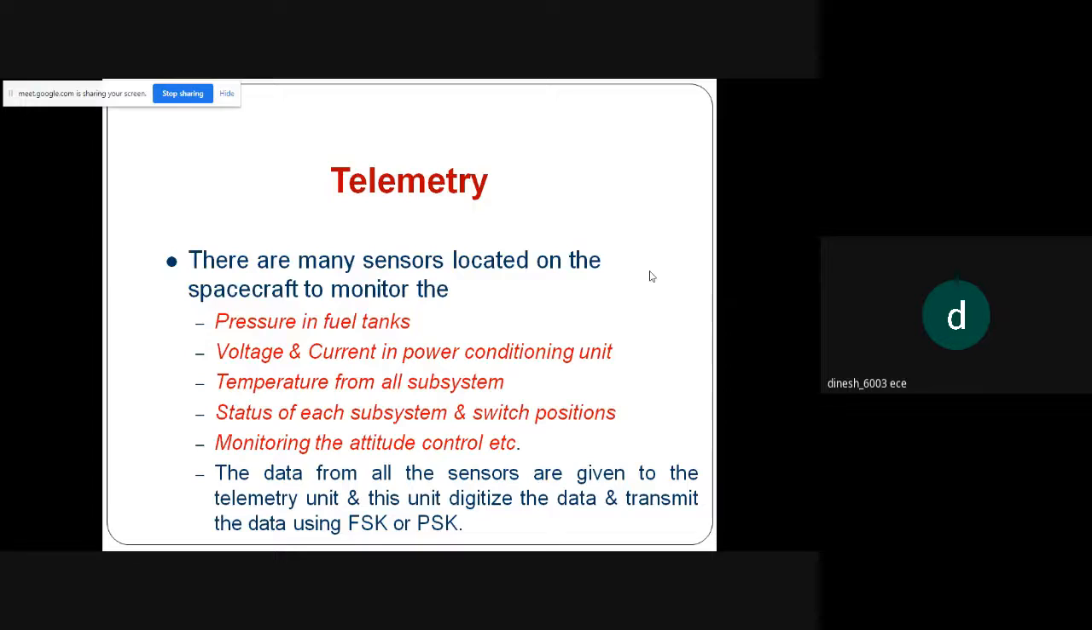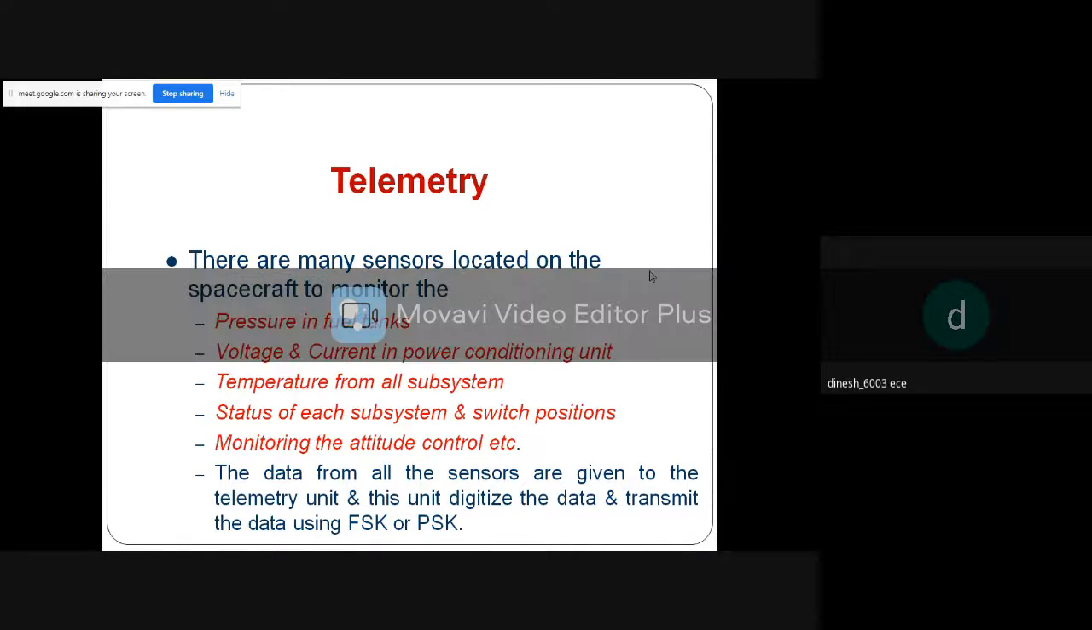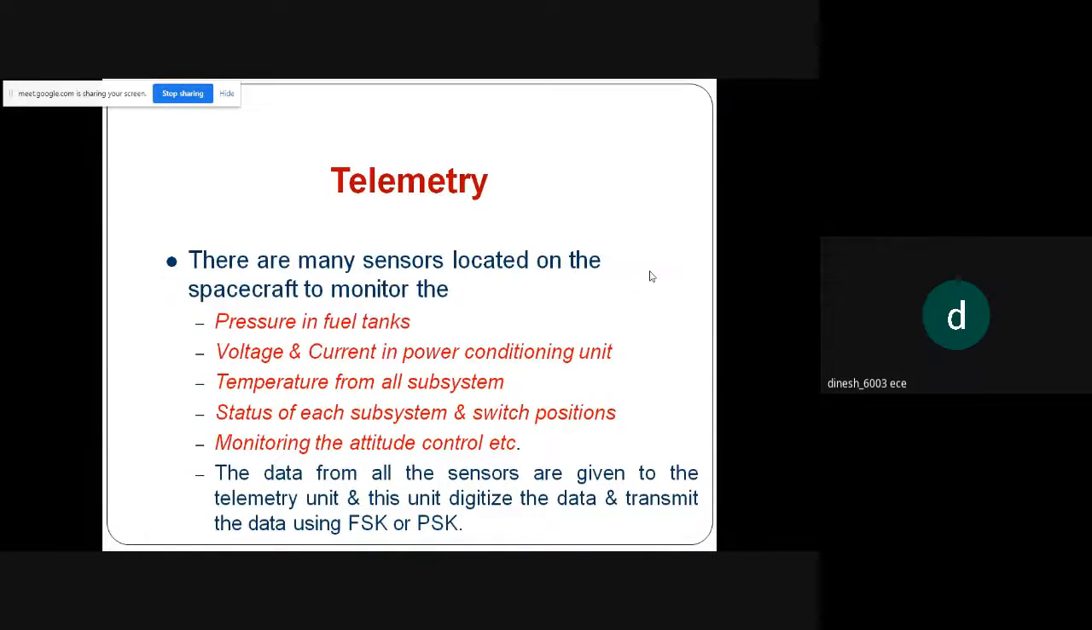So the data from all the sensors are given to the telemetry unit, and this unit digitizes the data and transmits it using FSK or PSK that you have studied in your digital communication subject, frequency shift keying or phase shift keying method.